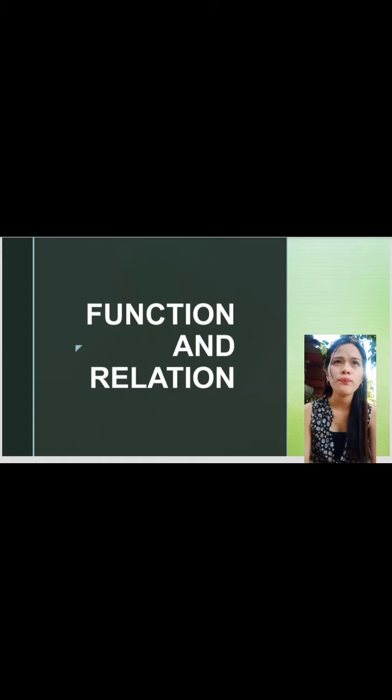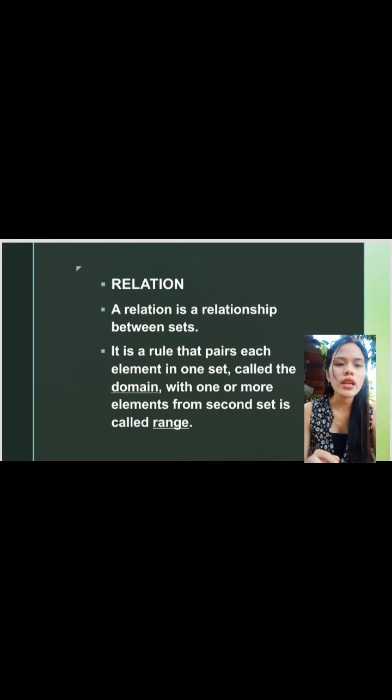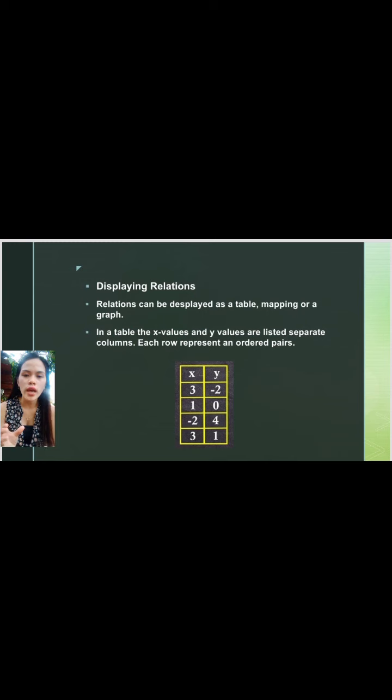So here we go. This is the type of relation. Basically, when we speak of function, we also speak of relation. A relation in mathematics is a relationship between sets. It is a rule that pairs each element in one set, called the domain, with one or more elements from a second set, called the range. I know you are very familiar with X and Y from your high school days, and that's what we call ordered pairs.